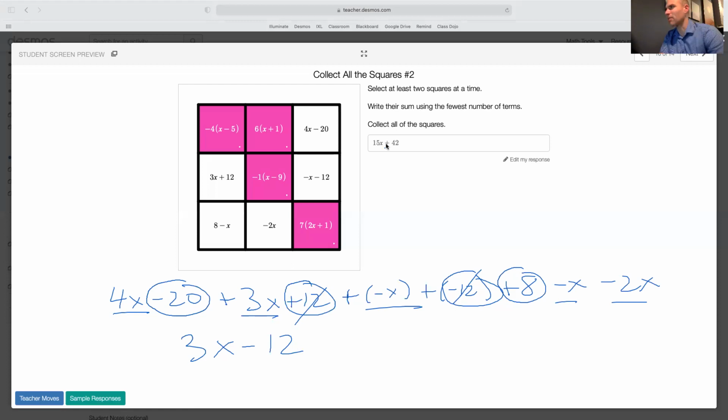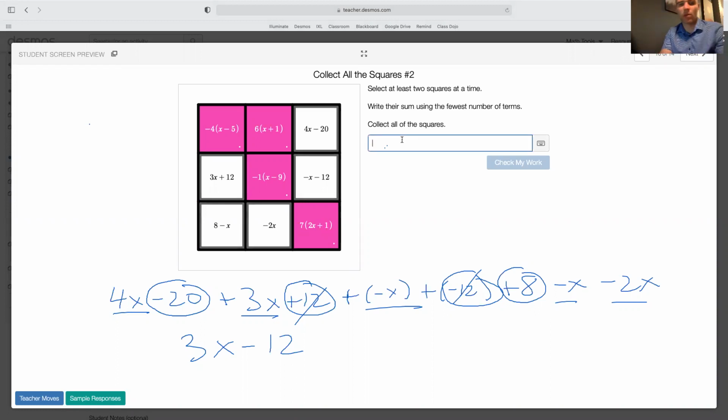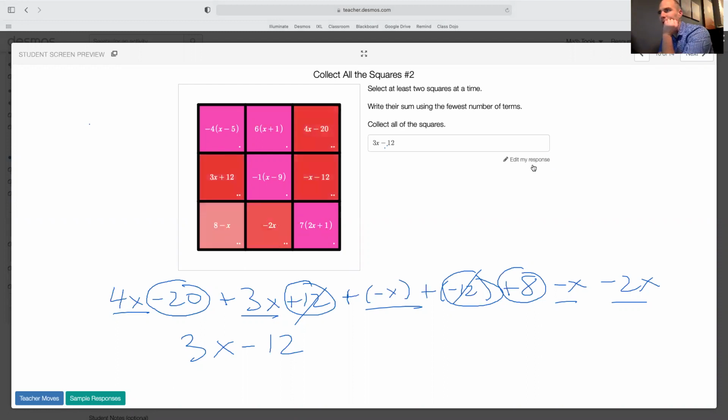Where am I supposed to write this up? Oh, I didn't click on any of them. That's why it doesn't know what I'm doing. There we go. 3x minus 12. There we go.